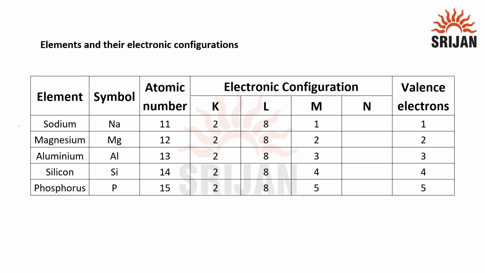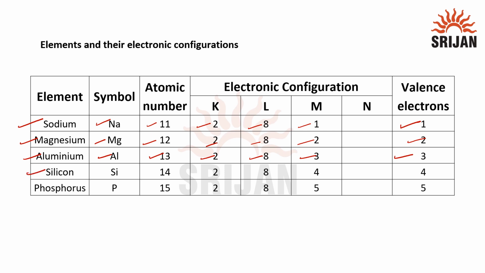The next element is sodium. Symbol is Na. Atomic number is 11 and electronic configuration is K2L8 M1. M being the outermost shell, valence electron is also going to be equal to 1. Next is magnesium. Symbol is Mg. Atomic number 12. Electronic configuration is K2L8 M2 and valence electrons are 2. Next is aluminium. Symbol is Al. Atomic number is 13. Electronic configuration is K2L8 M3 and valence electrons are 3.